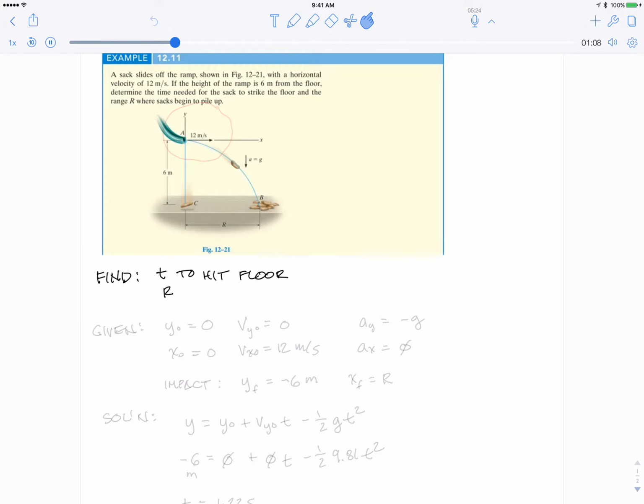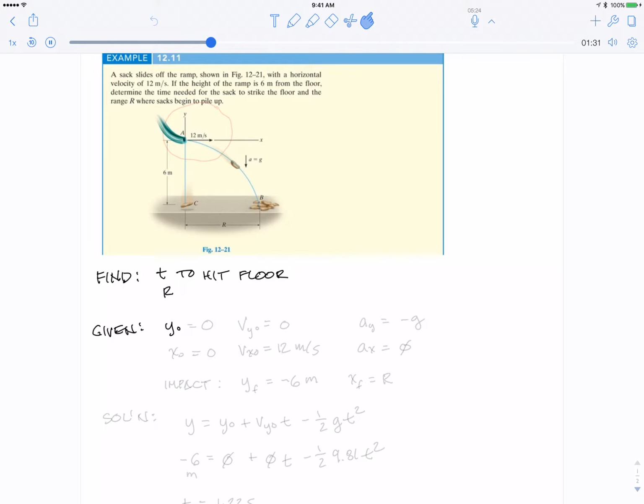I keep messing this up. I'm so used to doing given, required, solution. So the given: we're going to need to know the initial distances and the initial velocities to be able to solve these equations. So the y0, where does it start off at?